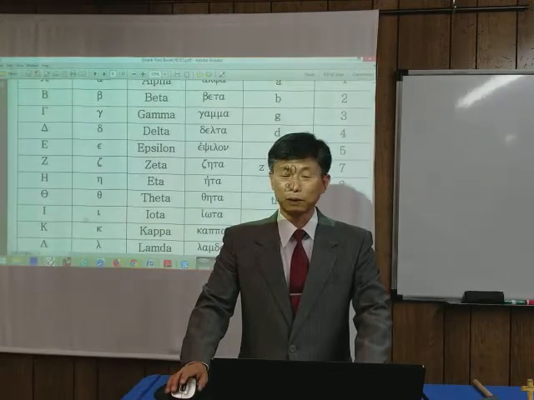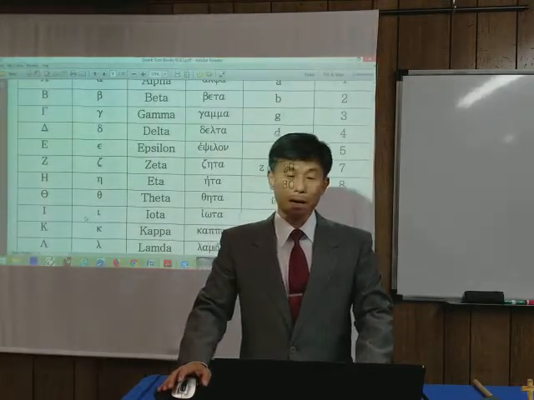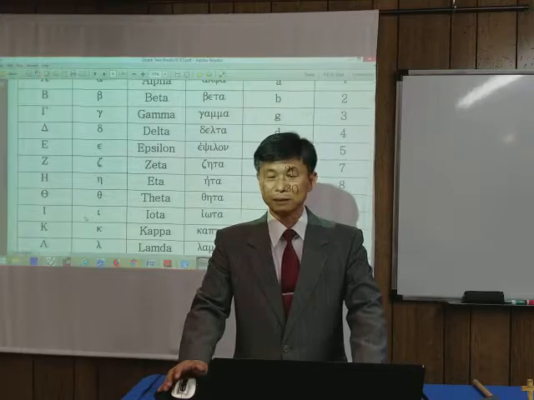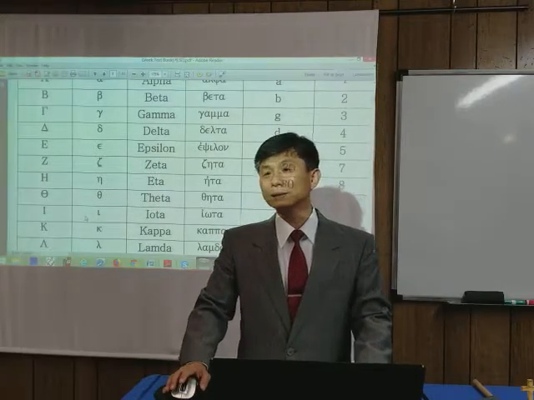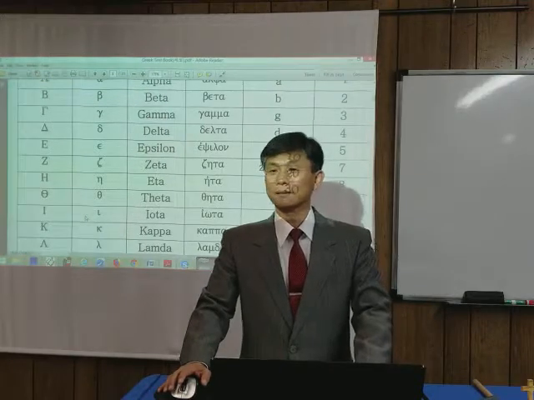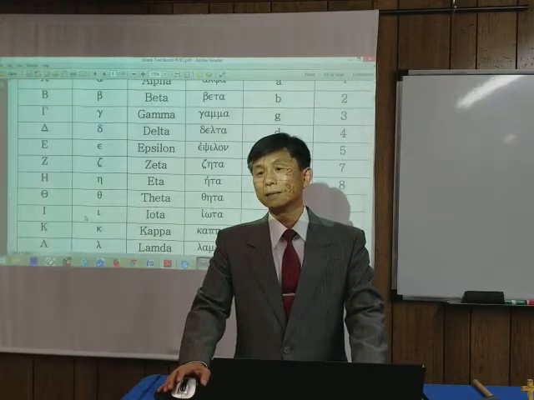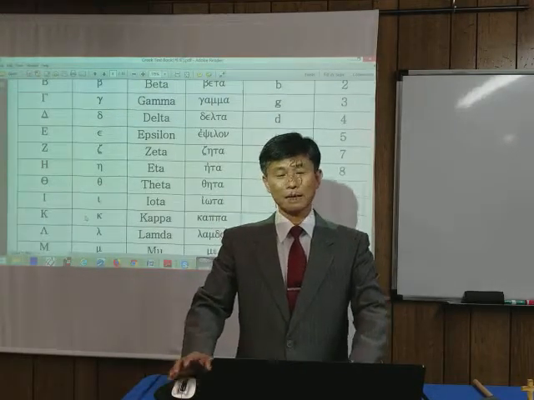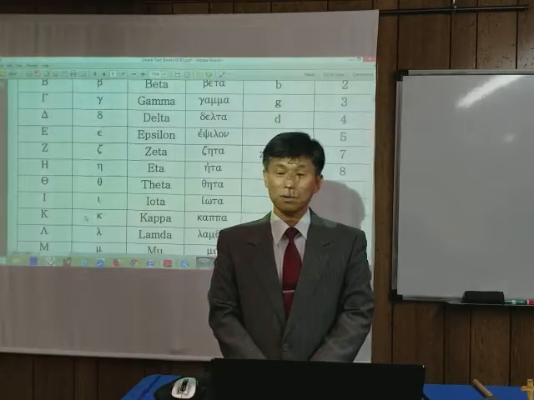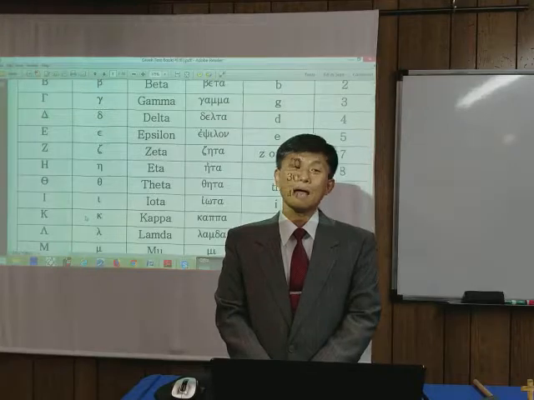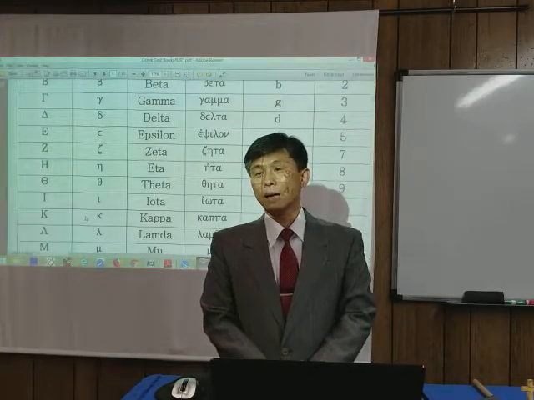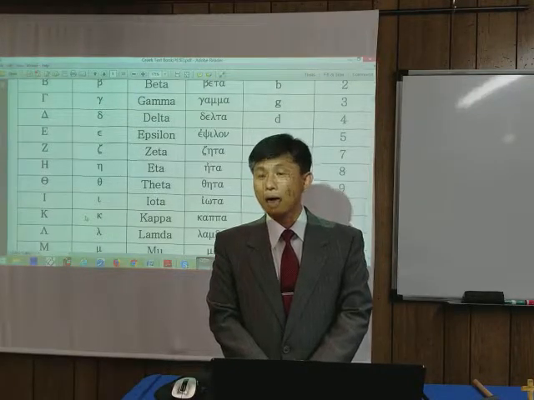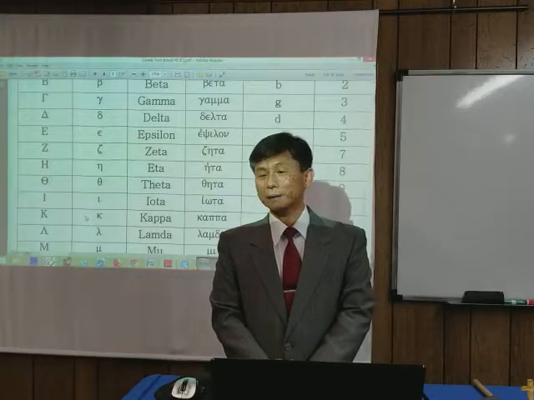And then the next alphabet, gamma. Gamma is the G pronunciation in English. G. And the next one, delta. The pronunciation is D in English, like David. Delta. And then the next alphabet is a vowel. The name of the alphabet is epsilon. Epsilon is a vowel. The English pronunciation is E. Epsilon is the E sound.